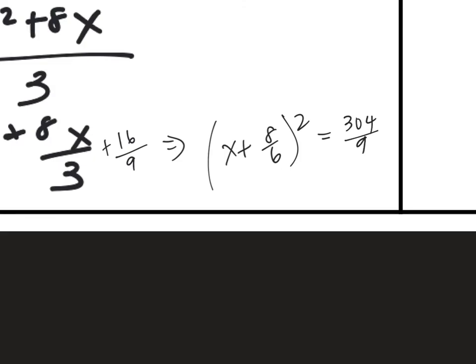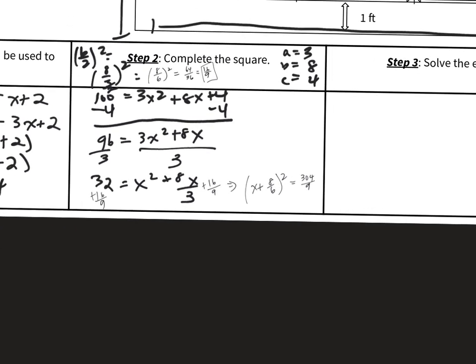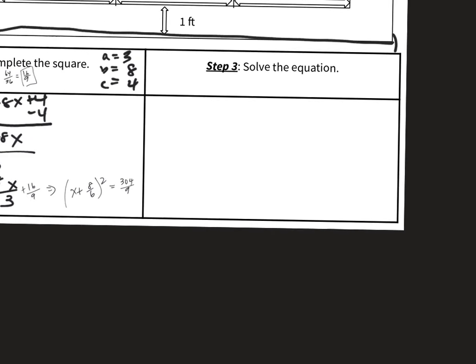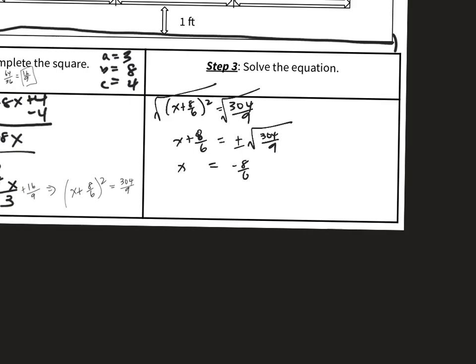And so what I want to just do for step 3 is take that equation and just solve it, right? So I have x plus 8 over 6 squared equals 304 divided by 9. I want to just take the square root on both sides and get x plus 8 over 6 equals plus or minus the square root of 304 divided by 9. And then subtract 8 over 6 on both sides to get x equals negative 8 over 6 plus or minus the square root of 304 divided by 9.